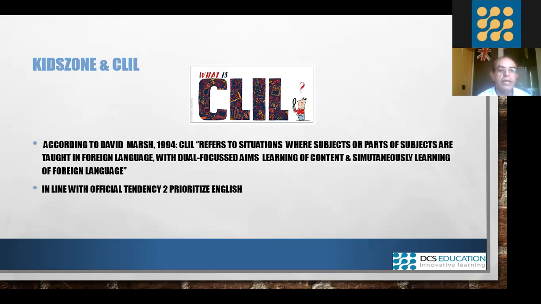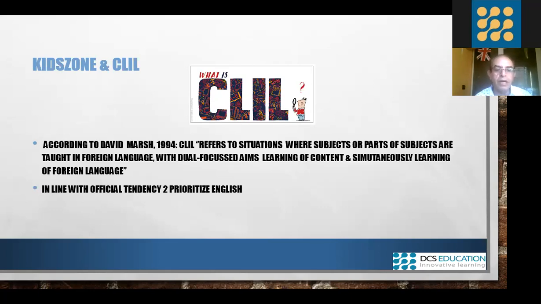What does it mean? According to David Marsh, 1994, CLIL refers to situations where subjects or parts of subjects are taught in a foreign language with dual focus aims: learning of content and simultaneously learning of English. Which means students learn English and at the same time they learn other subjects, like math, science, geography, social studies, etc. They learn them in English and at the same time they learn English. So, hitting 2 birds with 1 stone.